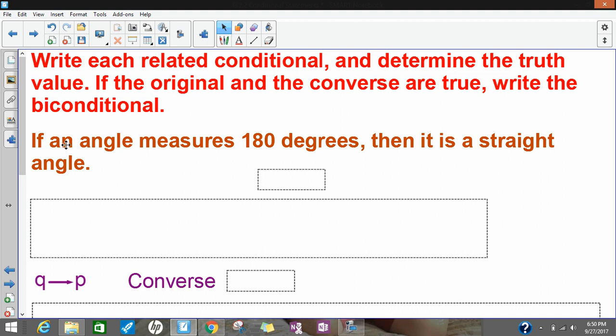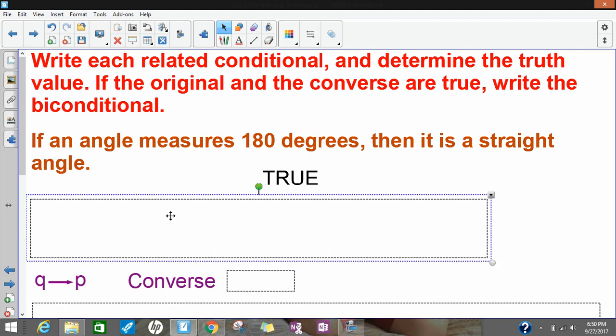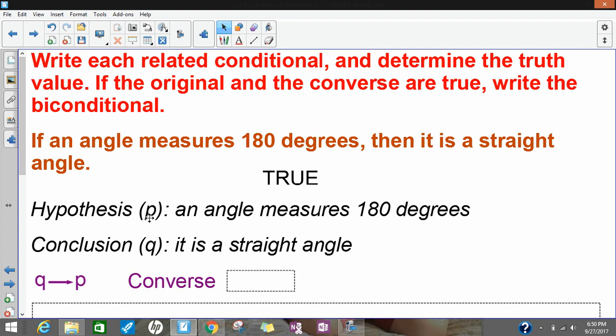So here we have this original conditional. If an angle measures 180 degrees, then it is a straight angle. And we know that's true because straight angles, straight lines are 180 degrees. So this is a true conditional statement. I'm going to pick out its hypothesis and conclusion, so that'll help me write these related conditionals easier. So my hypothesis P is an angle measures 180 degrees. My conclusion Q is it is a straight angle.